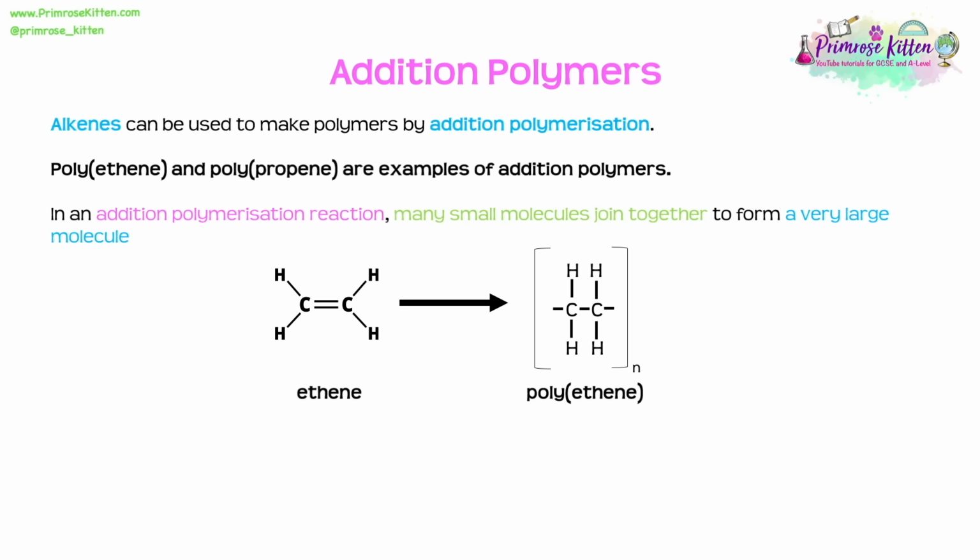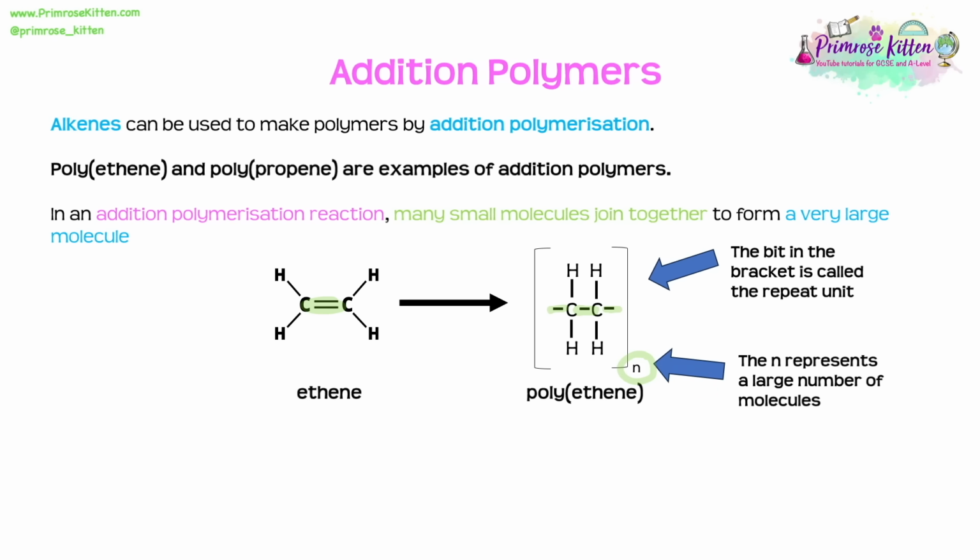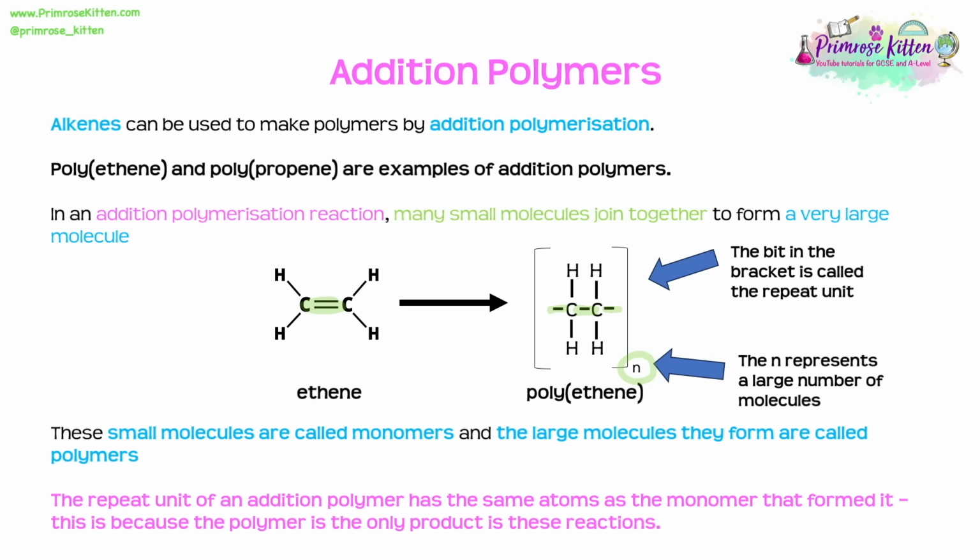Notice here in this diagram, we can see that our double bond has broken open, and it is now a single bond with 2 open arms. Now those open arms would be connected to other repeat units, okay? So it's to show that this just repeats and repeats and repeats. And this is why we call this a repeat unit. Now that little n down here represents a large number of molecules. So if we had 100 ethenes, then that would be a little 100, to show that we have 100 of these repeat units in a row. Now the small molecules are called monomers, and the large molecules that they form are called polymers.